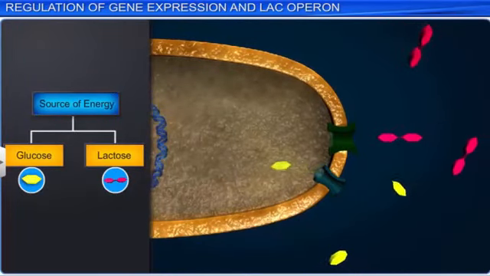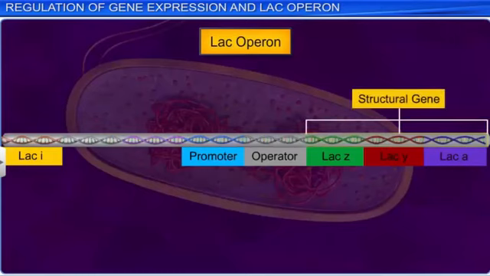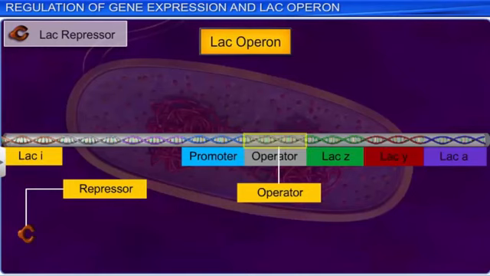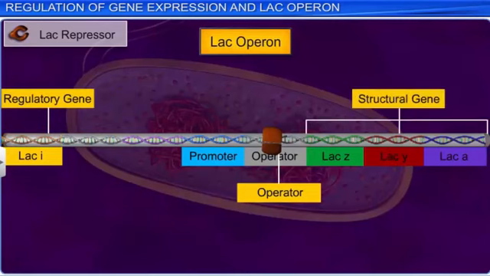Before we understand the lac operon in detail, let us understand what an operon is. An operon consists of a structural gene which codes for several proteins and is regulated by a common promoter and regulatory genes. Each operon has its specific operator and specific repressor. For example, the lac operator is present only in the lac operon and it interacts specifically with the lac repressor. The lac operon consists of one regulatory gene, or I gene, and three structural genes, lac Z, lac Y, and lac A.